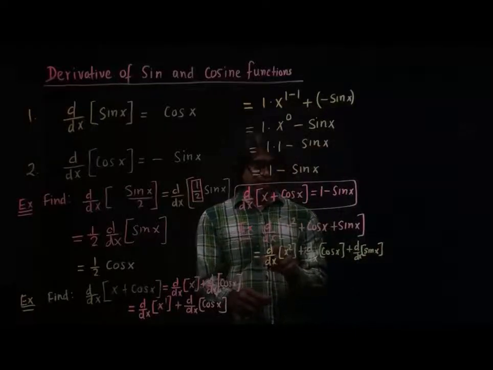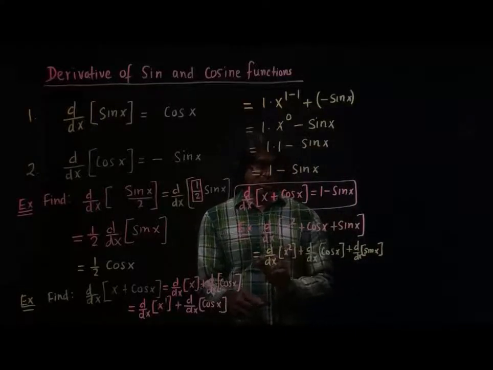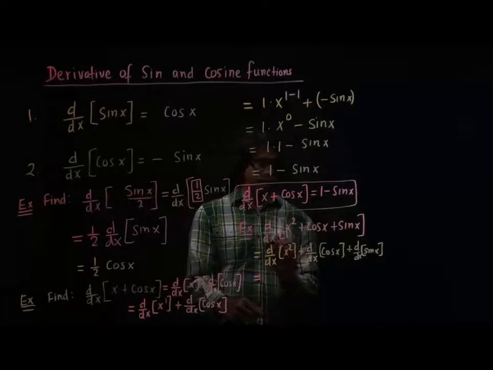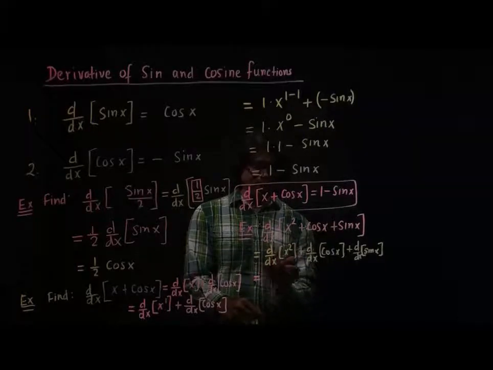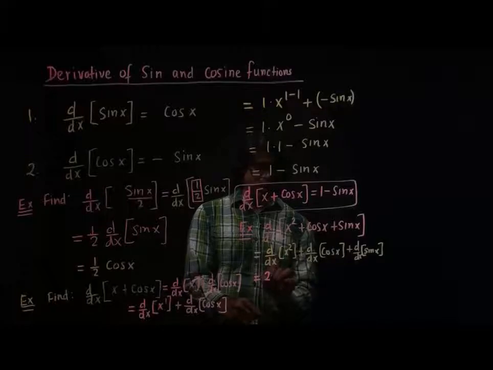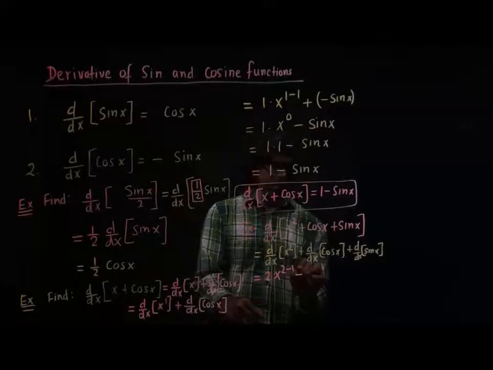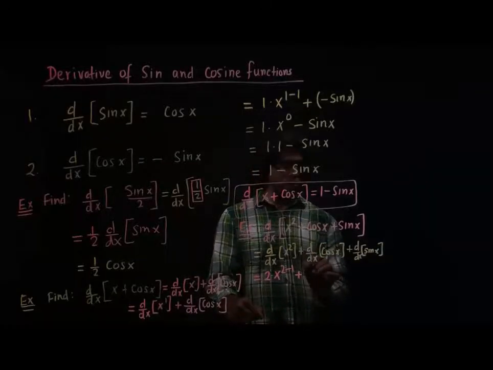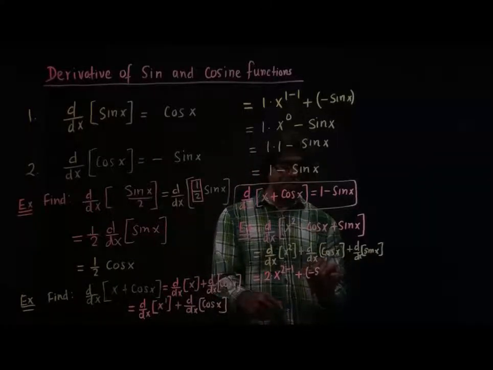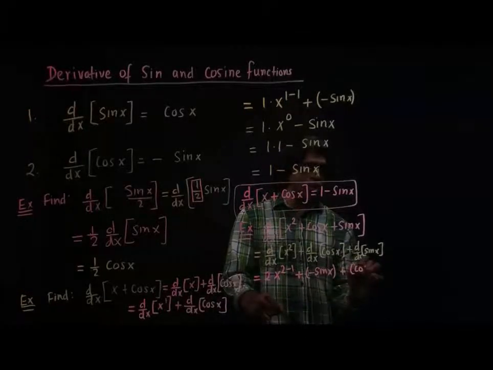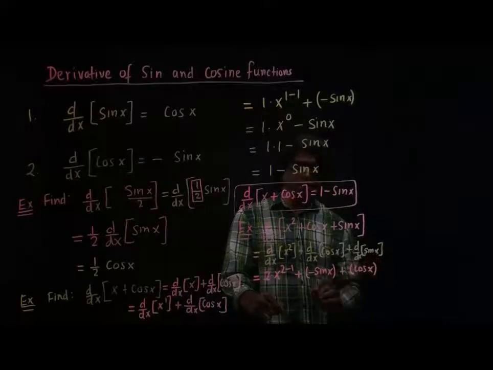Now let's find the differentiation of d by dx of x squared plus cosine x plus sine x. If I do that, we will write this is equal to, using the power rule, the derivative of x squared is 2 times x to the power 2 minus 1, plus d by dx of cosine x is negative sine x, plus d by dx of sine x is cosine x.